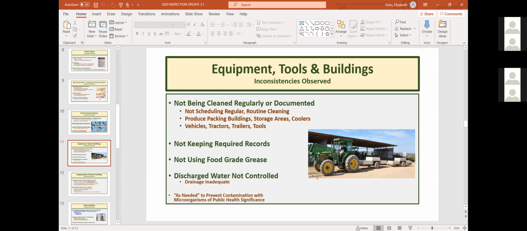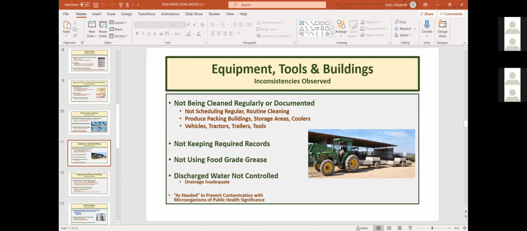In a couple of cases, we found people not using food-grade grease on machinery, which you have to use, and several cases of discharged water, basically creating a flood situation outside the packing house. So you need to make sure the drainage is adequate, because standing water can be a breeding ground for microorganisms.